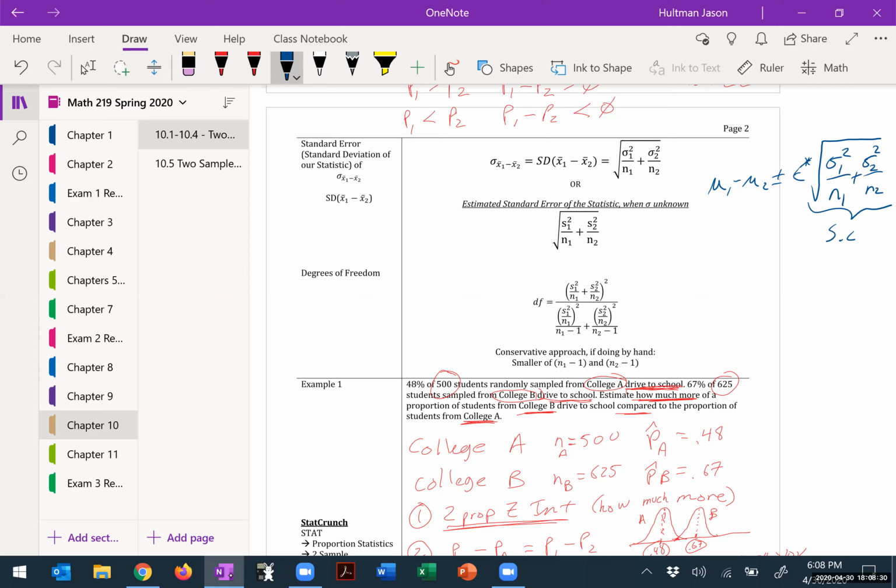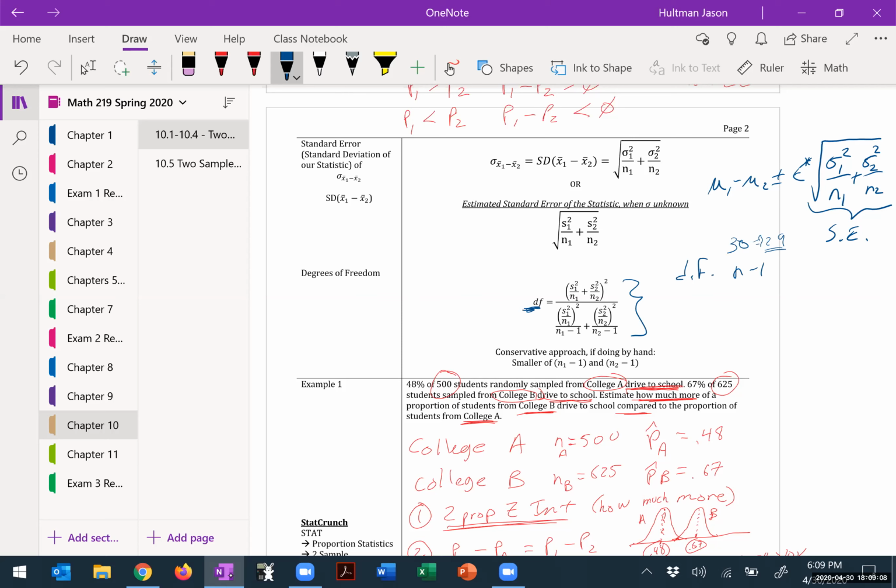Now, you will not have to do this by hand. We're going to let the calculator and StatCrunch do this for us, especially since the next computation is rather complicated and convoluted. To find the degrees of freedom, it's not as easy. Remember, the degrees of freedom before was n minus 1, right? That was simple. So if I had 30 in a group, the degrees of freedom would be 29, right? That's easy peasy. And not so simple when we have 2 of them.